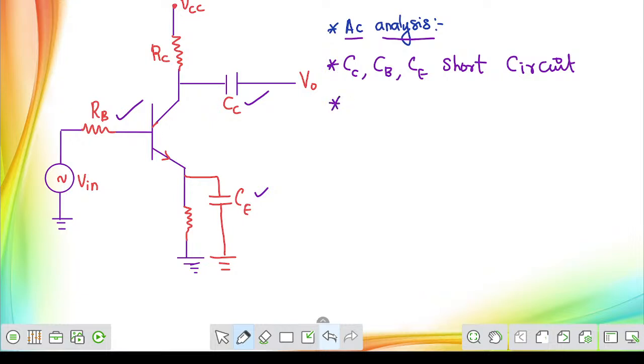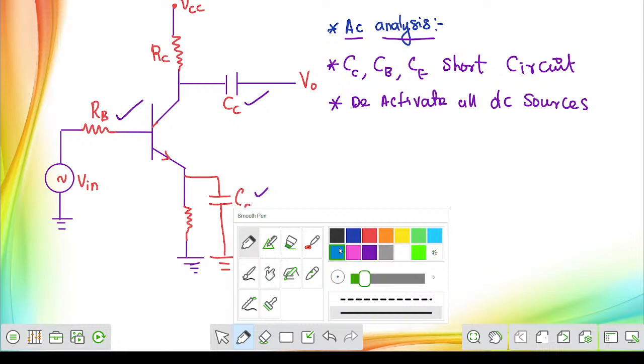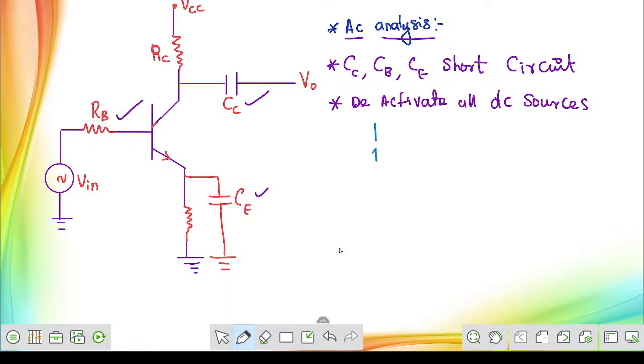And the second step, we will have to deactivate all DC sources. Sir, how to deactivate the DC sources? Suppose there is a current source. It is very rare to give a current source, but they will still give it. If they are giving a current source, just open circuit it. They will give the current source most of the time across the base to emitter terminal here. But it doesn't matter, just open circuit the current source. That is how we deactivate the DC current source. If it is a voltage source, then simply short circuit it and connect it with the ground.